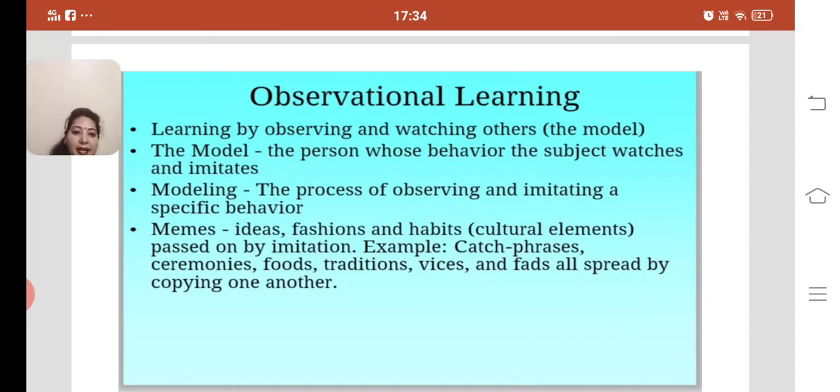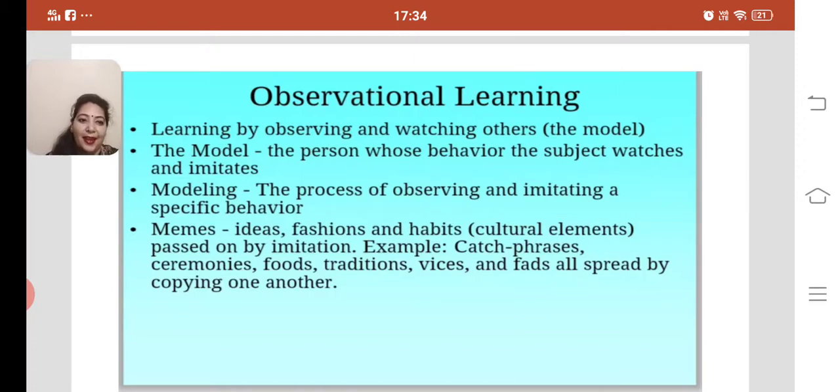Memes are ideas, fashions, habits. These are the cultural elements that are passed on to us by imitation. When we observe a model, we learn many things. We also learn the ideas, the fashions, the habits, like catchphrases, ceremonies, foods, traditions, vices, and fads. We copy these from one another.